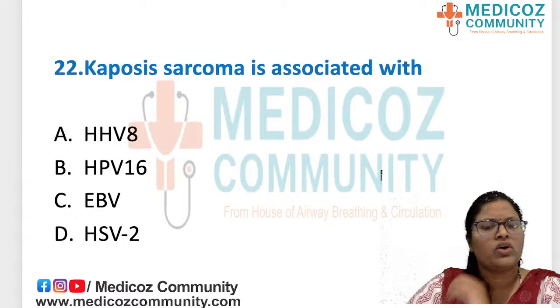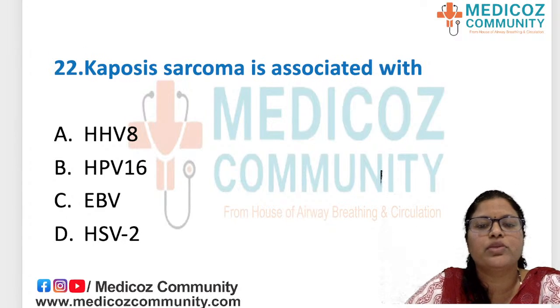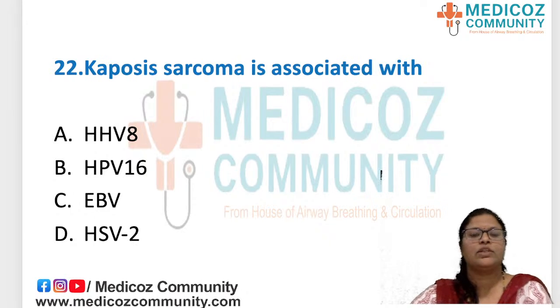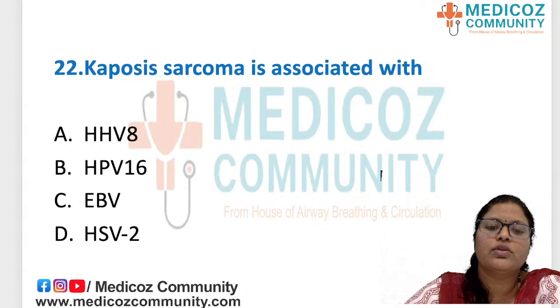Next, I hope you got this clearly. Now, all these are one-liners. I'm just putting this up just to revise for your exam. So Kaposi sarcoma is associated with HPV 8, 16, HHV 8, HPV 16, EBV, HSV 2. What do you think is the answer? The answer over here is HHV 8.